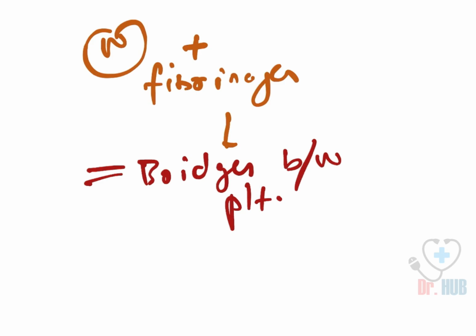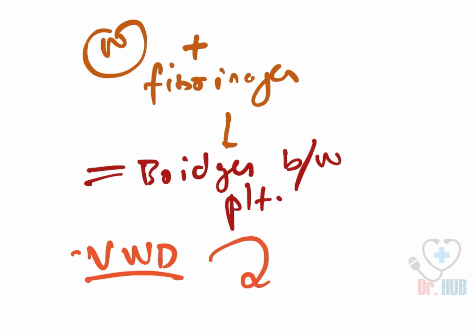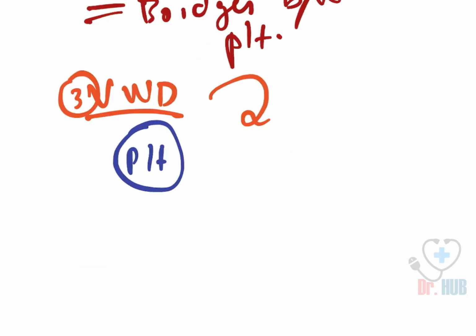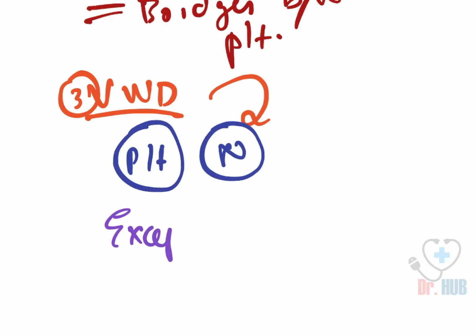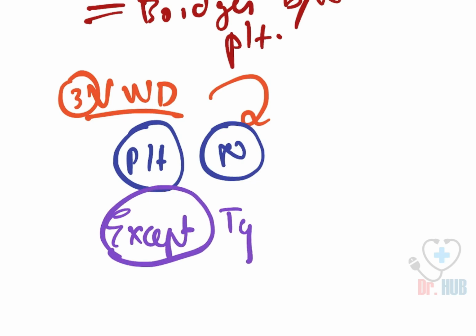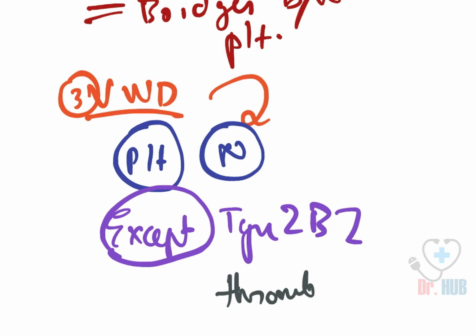That is the mechanism. Next, moving on to the von Willebrand's disease. That was the third question which was asked. Here, if you see the platelets, it is normal, whereas there's an exception, that is in case of the type 2B, there is thrombocytopenia.